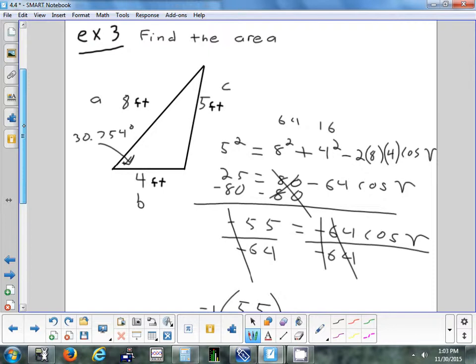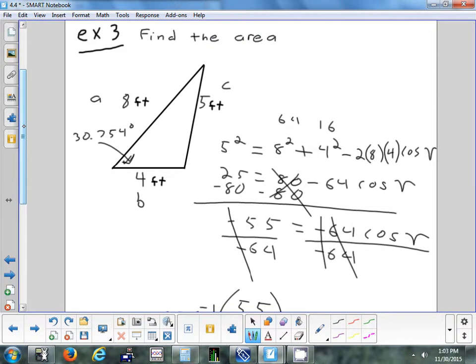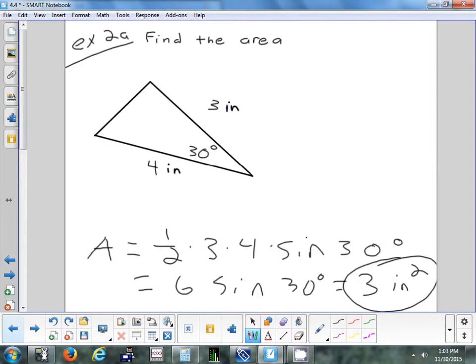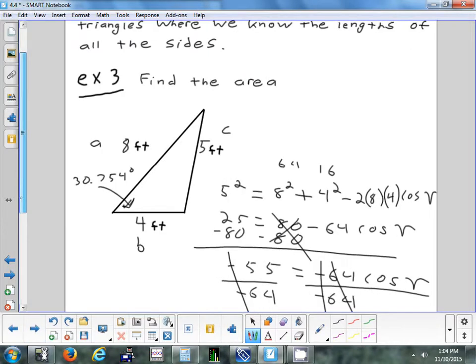Times the what? Isn't it cosine 30.754? Is that our function we use when we find the area of a triangle? Is it cosine? Sine. Yep. So remember, we've been using sine. Right? If you use cosine, we get all that work. That last part, just pressing the wrong button is going to mess us up. All right. So sine 30.754.